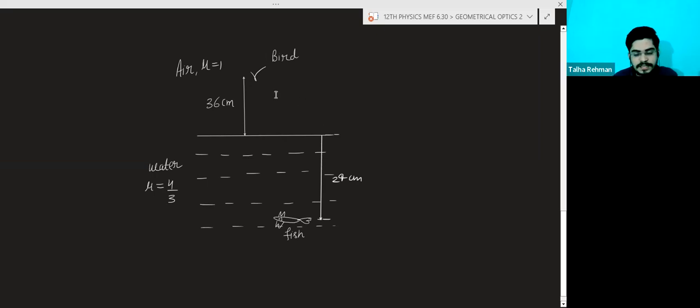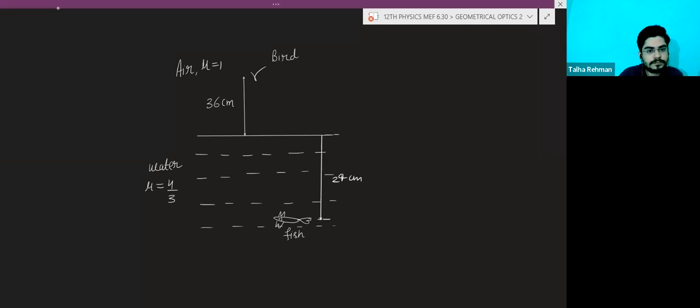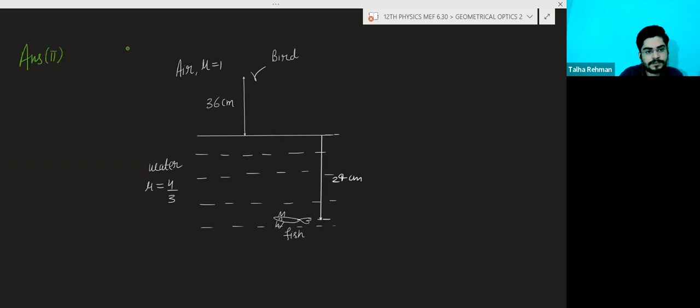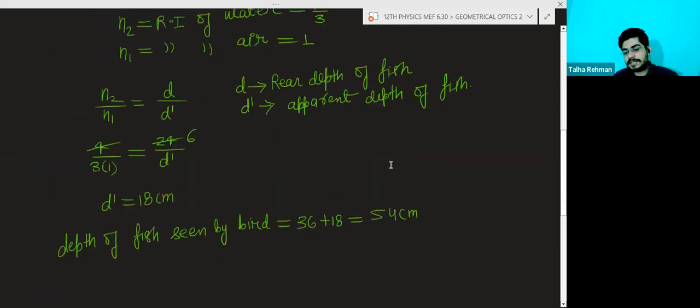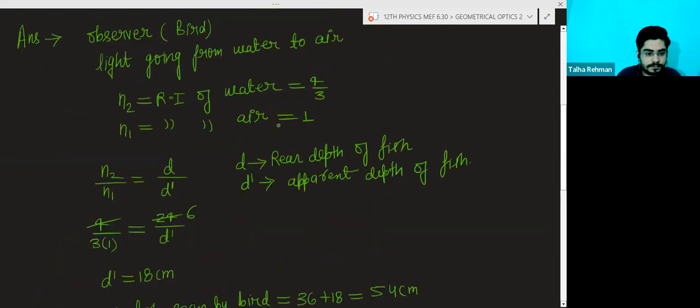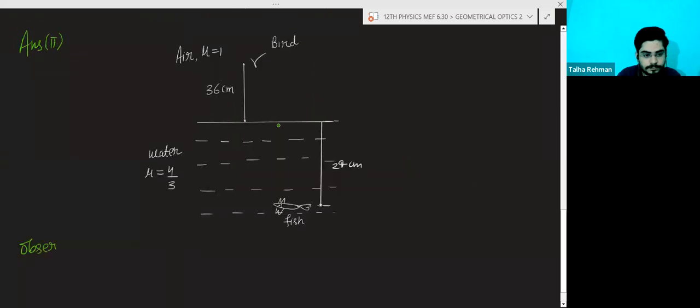Okay. So now in the second answer, they are asking to find the height of the bird seen by the fish. Now who is the observer? This time the observer is the fish. The observer is the fish, meaning the fish is watching this bird. So you will consider light is coming from air to water.